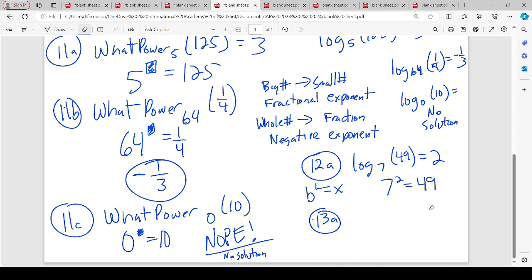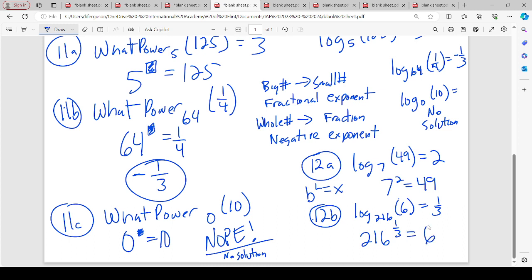Sorry, 12B. But evidently I'm doing it. Okay, so 12B. It says log of 216 base 6 equals 1/3. I need to rewrite that. It's 216 because that's my base to the 1/3 power equals 6. That's it.